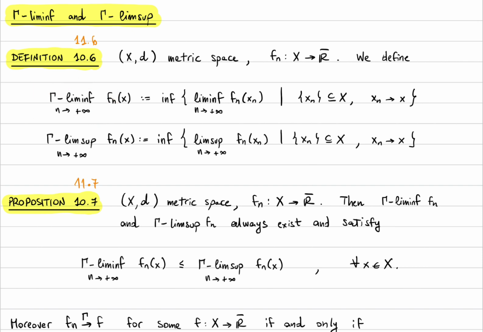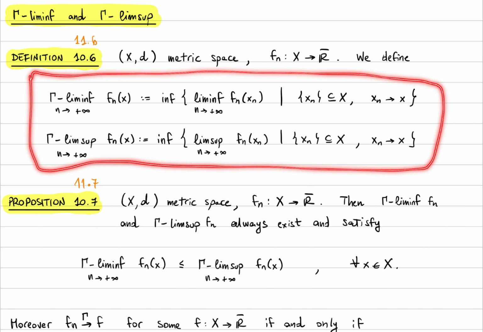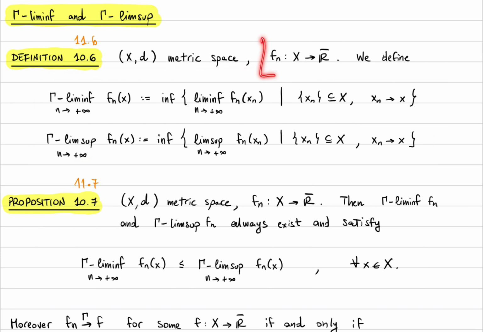And similarly, I define another function on the space X, which is the gamma lim-sup as n goes to plus infinity of Fn. For a fixed point x in X, this is defined as the inf of the lim-sup of Fn(xn) along all the sequences in X which converge to the point x. So, as I was saying, these two objects are always well defined, given a sequence of functions on your metric space.